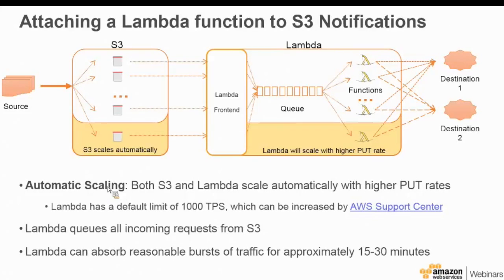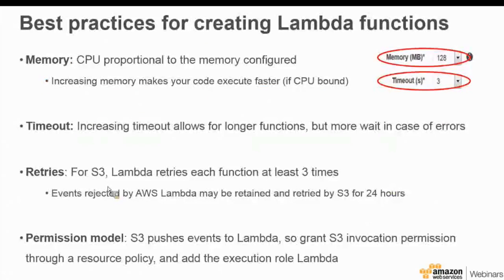A couple of best practices for creating Lambda functions. For Lambda functions, the only parameter you need to mention is how much memory you want. And we automatically allocate CPU and disk proportional to the memory that you configure. So for CPU bound functions or for memory bound functions, increasing memory will often make your code execute faster.